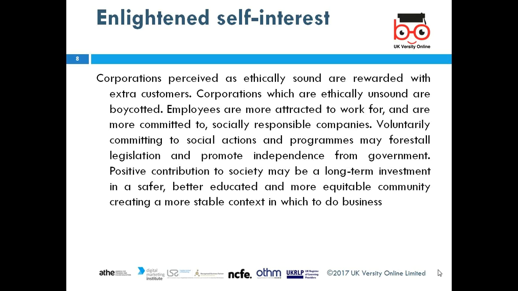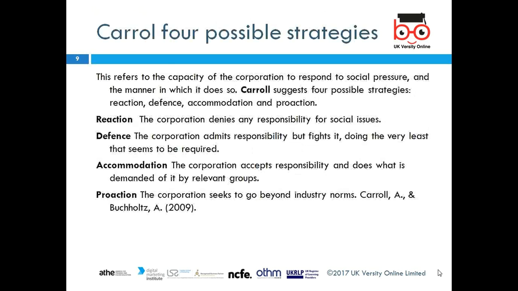Positive contribution to society may be a long-term investment in a safer, better educated and more equitable community. So if you're setting up a school, actually you're helping provide or raise healthy activities within a society. So that is all corporate social responsibility, creating a more stable context in which to do business. So all this we need to look at in the interest of the public.